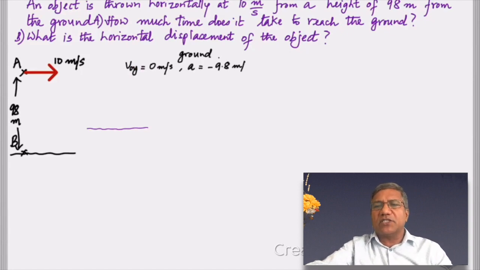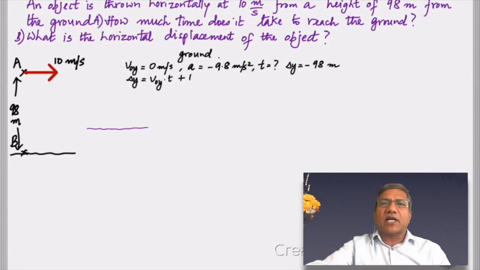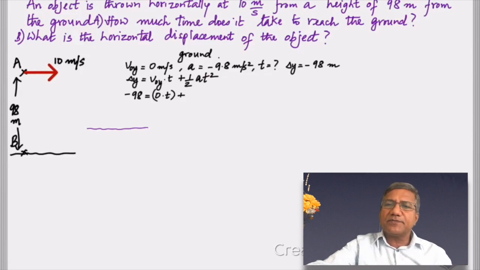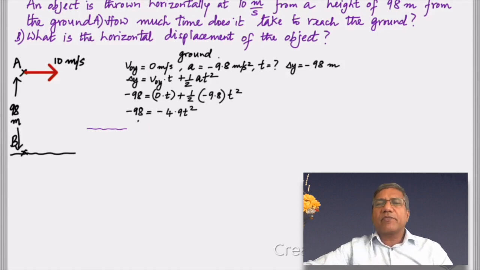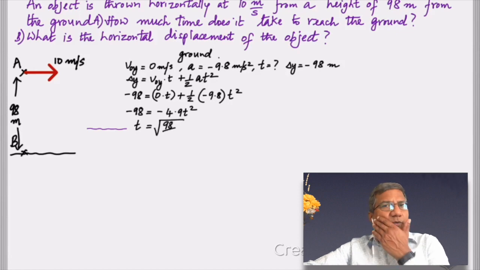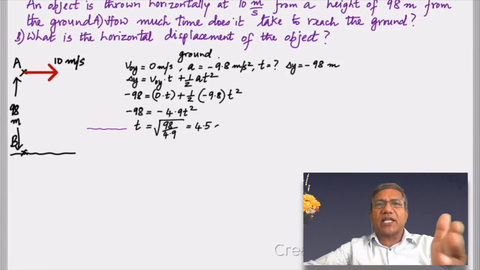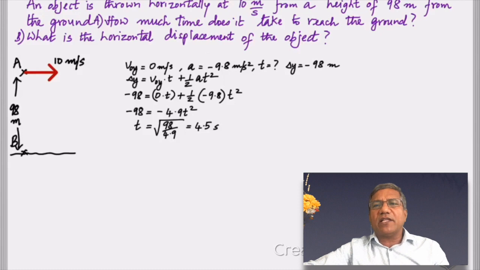So no change there. When you work it out using the same quantities and the same equation, you're going to get the same time, of course. And the time is going to be 4.5 seconds as shown down here. So you do the same thing. You get the time as 4.5 seconds. Now, once you get the time as 4.5 seconds, we can find the horizontal displacement.